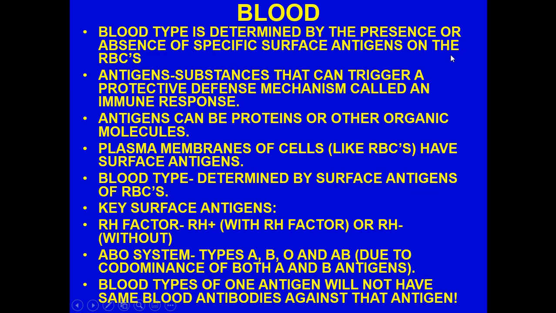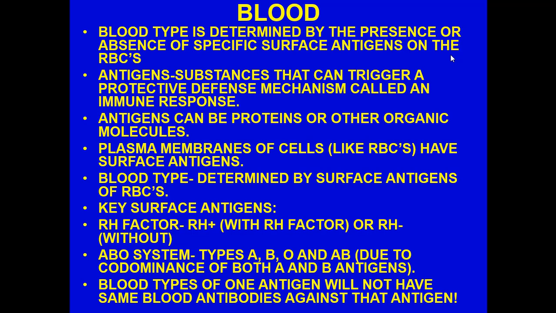Now, blood type is determined by the presence or absence of specific surface antigens on the red blood cells. So keep in mind, this is where we're going to account for the ABO system on the surfaces of the red blood cells, as well as the Rh factor. Antigens are substances that can trigger a protective defense mechanism called an immune response. You remember that from last week's lecture. Antigens can be proteins or other organic molecules. The plasma membranes of cells like RBCs have surface antigens.